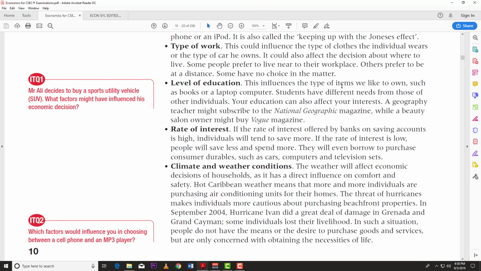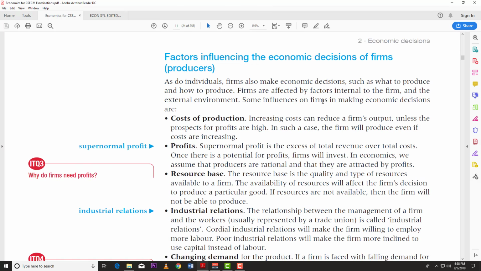Your education can also affect your interests. A geography teacher might subscribe to the National Geographic magazine, while a beauty salon owner might buy a Vogue magazine. So you see, your level of education can really influence what you spend, how you carry yourself, what you wear, that kind of thing. Next one, you have rate of interest.